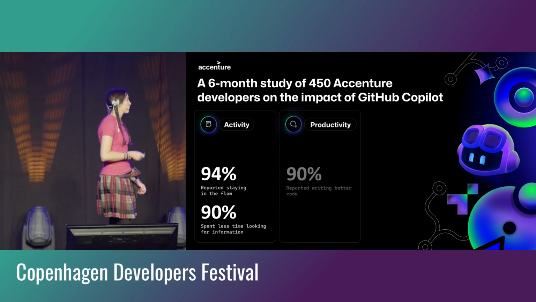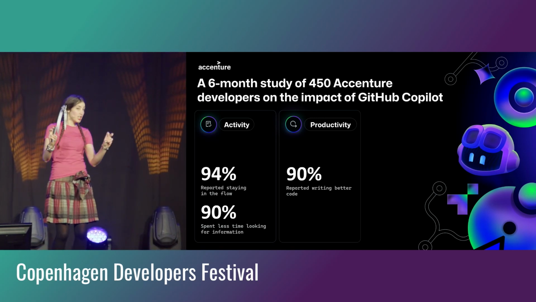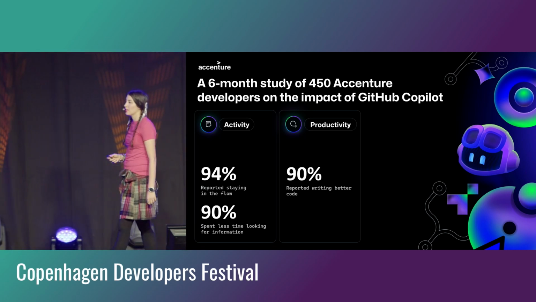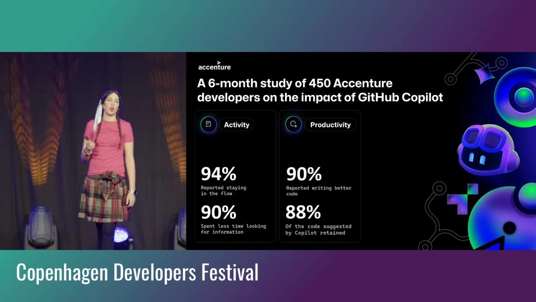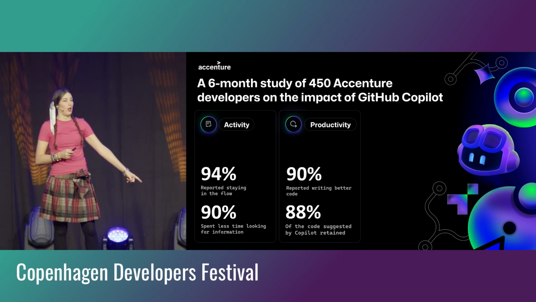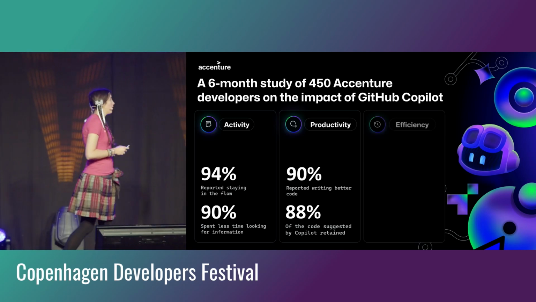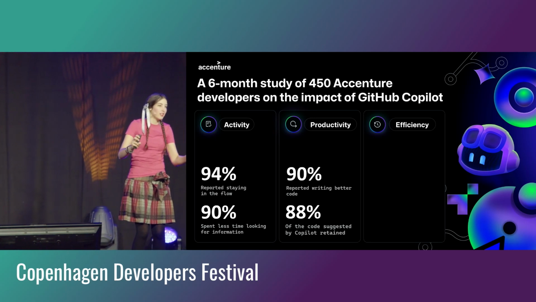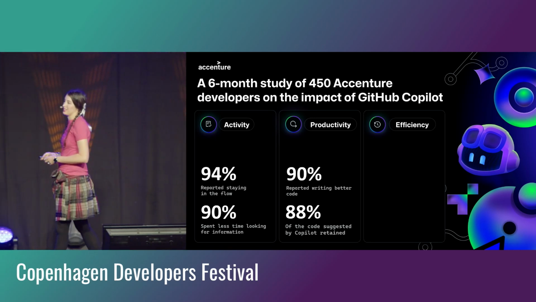Productivity rates went through the roof, although this is subjective: 90% of developers reported writing better code, so that's a subjective statistic, but I still think it's important. And 88% of them said that the code that GitHub Copilot suggested to them was retained. This has gone up massively from when we first launched GitHub Copilot. But those other statistics, reported staying in the flow, reported writing better code, are very subjective statistics in that sense.